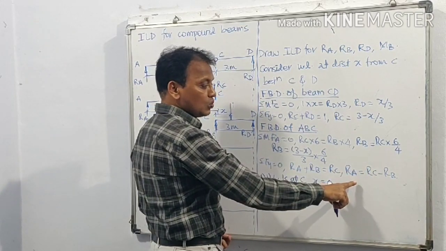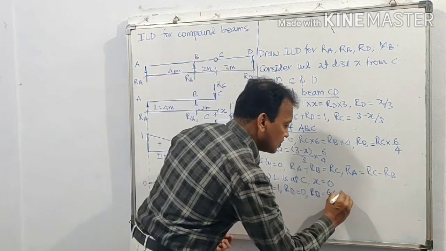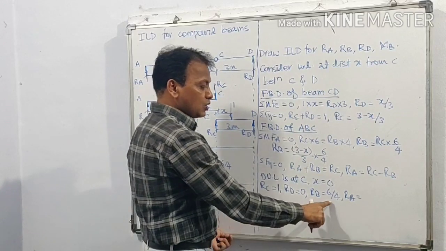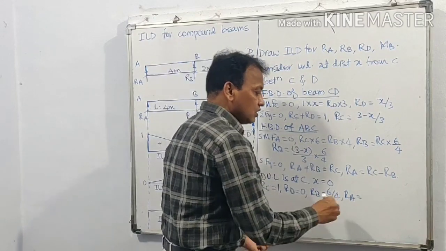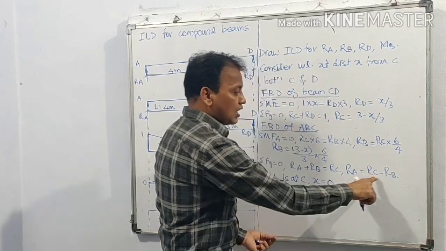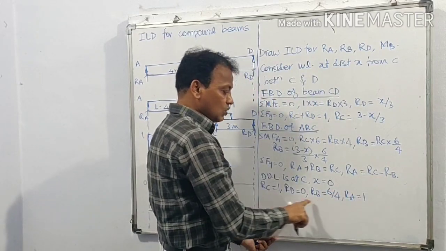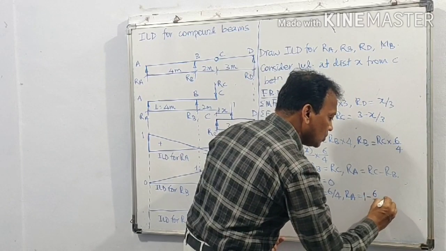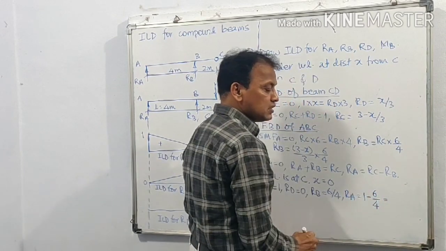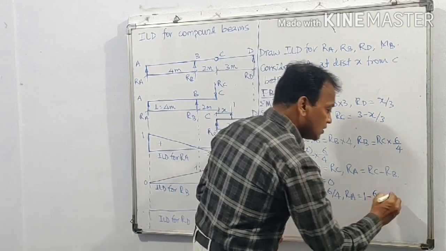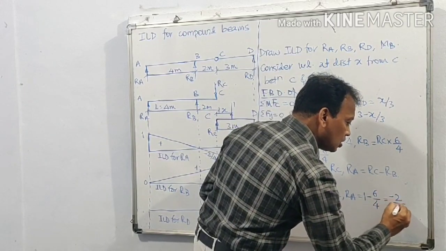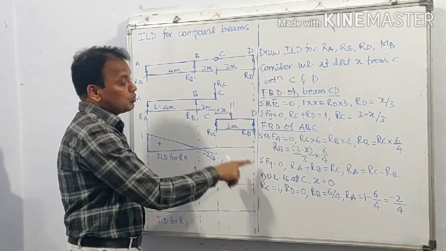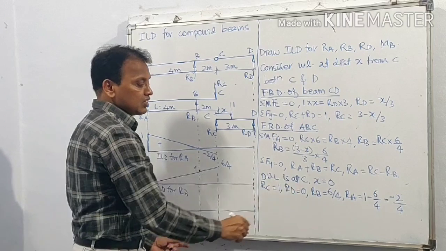RA is equal to RC minus RB. RC is equal to 1, RB is equal to 6 upon 4, so 1 minus 6 upon 4, or we can write (4 minus 6) upon 4, that is minus 2 upon 4. So for the position of the unit load at C, we have found the reactions.